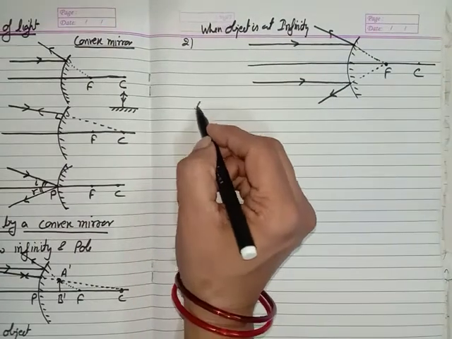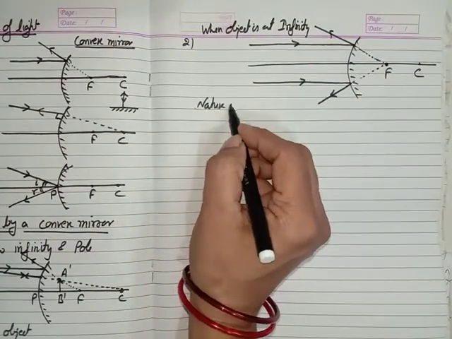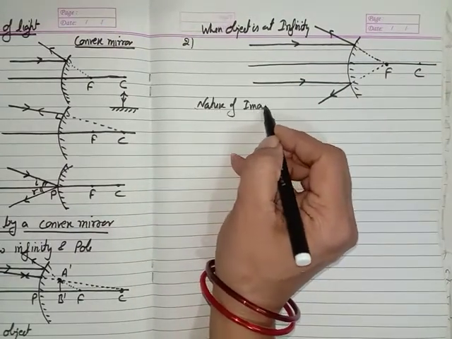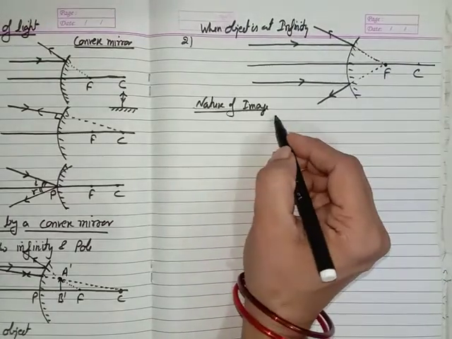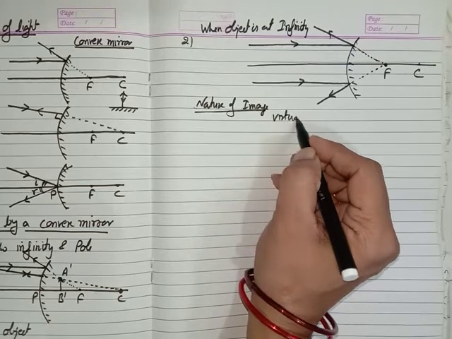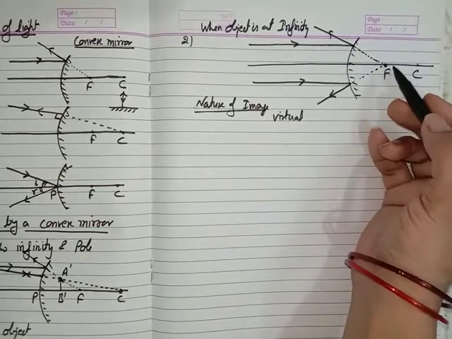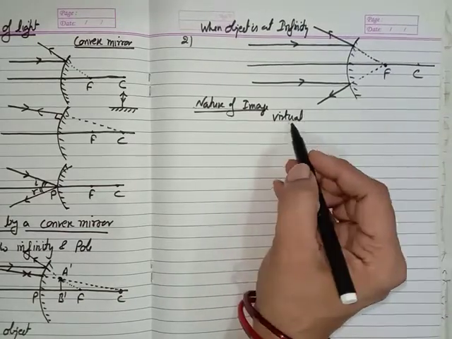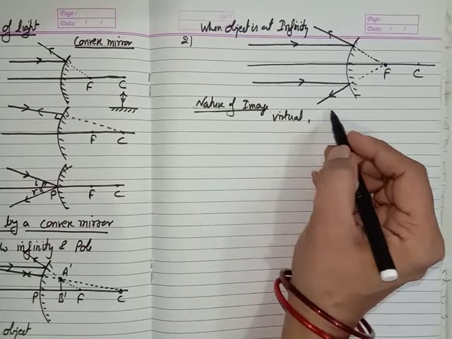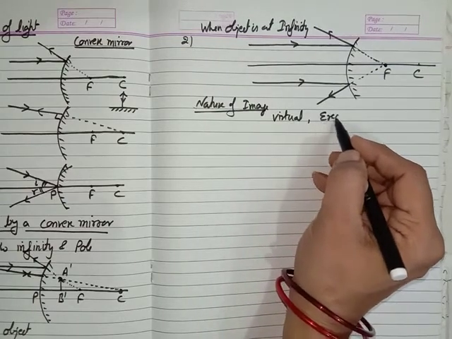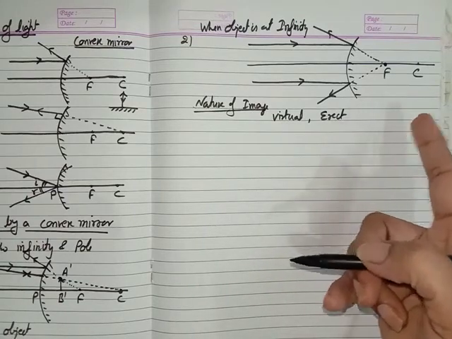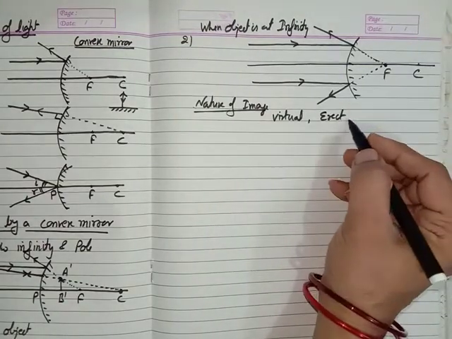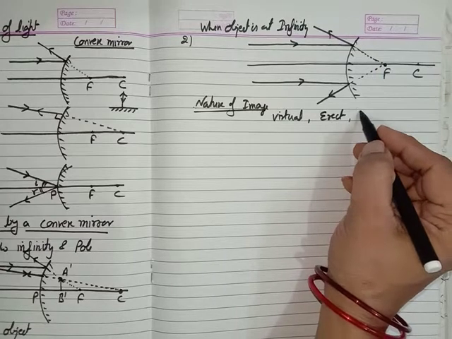So you can write the nature of the image. What type of image is formed? We can say the image is virtual, since the light rays do not actually meet at a point, they only appear to meet at a point. It is erect. We know that a virtual image in the case of a mirror is always erect. So we can say it is erect and highly diminished.